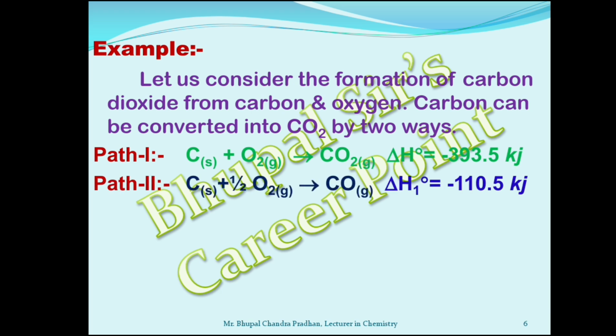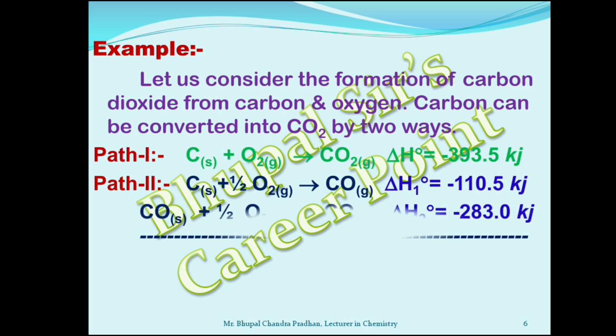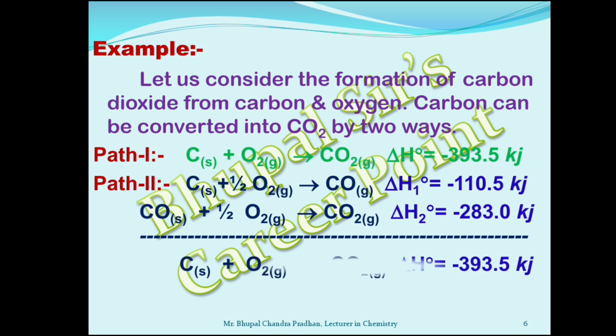Path 2: carbon may be burned in insufficient oxygen to give carbon monoxide, delta H1 is equal to minus 110.5 kilojoule. Again, carbon monoxide can burn in oxygen to give CO2, delta H2 is minus 283.0 kilojoule. Thus, by adding these two steps, we get C plus O2 gives CO2, delta H is equal to minus 393.5.